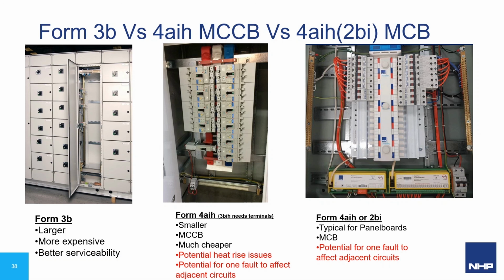It will typically be much cheaper, but we do have to consider potential heat rise issues as we're putting a number of circuit breakers in the one compartment, and there is the potential for one fault to affect adjacent circuits. Again, Form 4AIH or 2BI, which is typical for small panel boards and miniature circuit breakers. Again, potential for one fault to affect adjacent circuits.